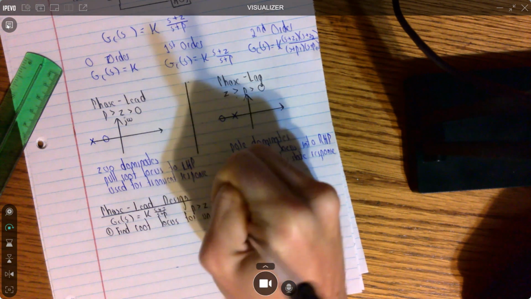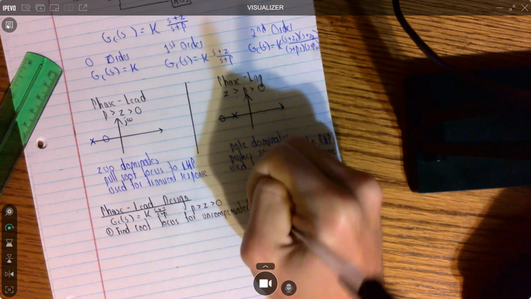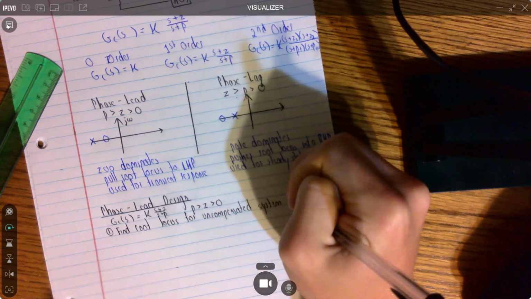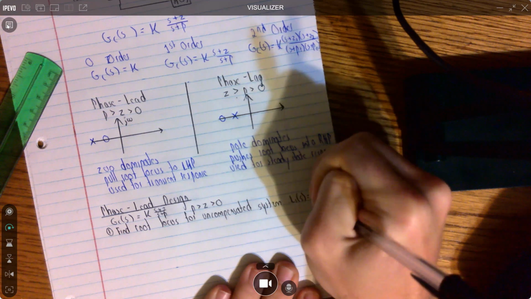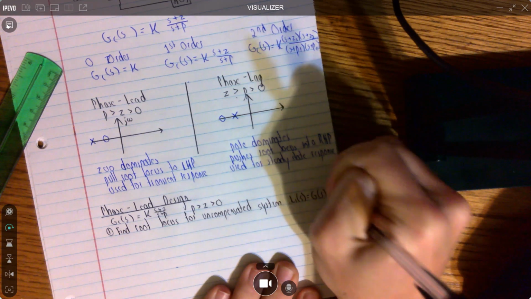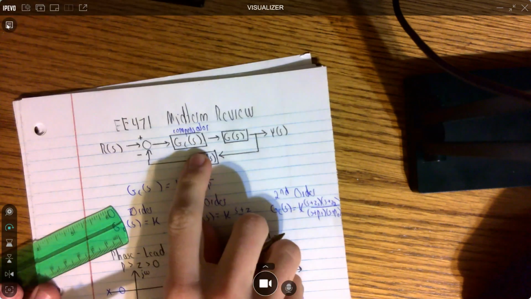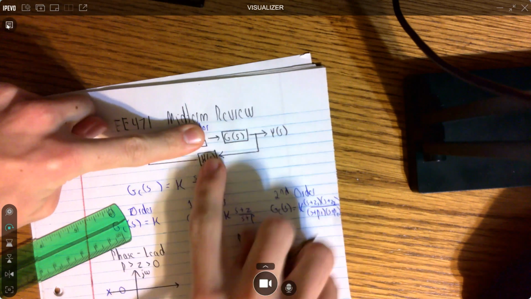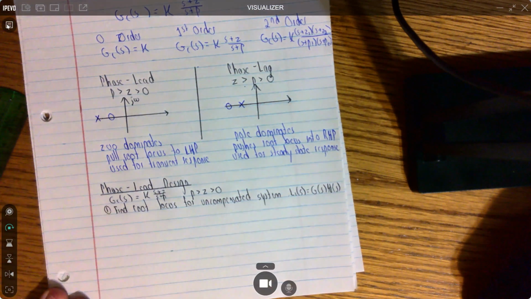Even when you're doing design of Bode plots, you find first the uncompensated system, the root locus for the uncompensated system. And we often refer to that as L1 of S is equal to G of S times H of S. So the uncompensated system, the open loop gain, if you don't have a compensator because you haven't added the compensator yet, it's just G of S times H of S. So that's our L1 of S, the uncompensated system. You first find the root locus.